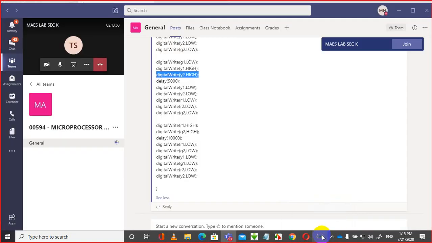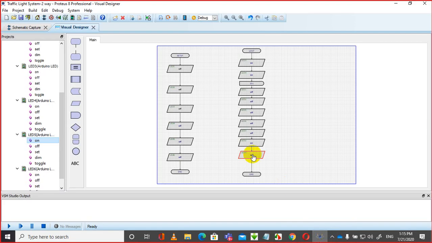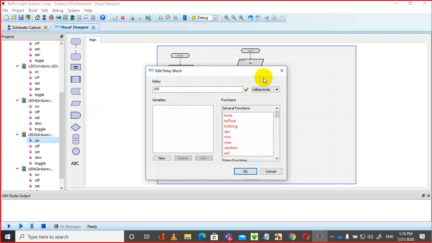After that, what do we do? There's a delay of 5 seconds. So we give the delay of 5 seconds. Change it to second, 5.